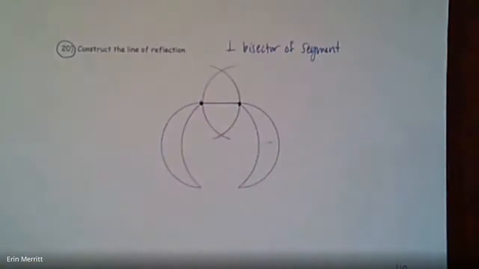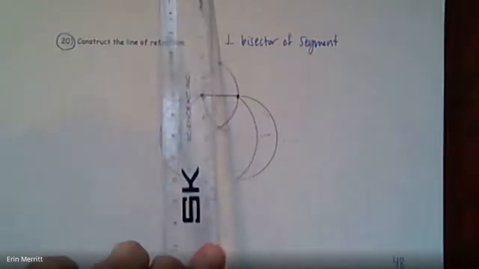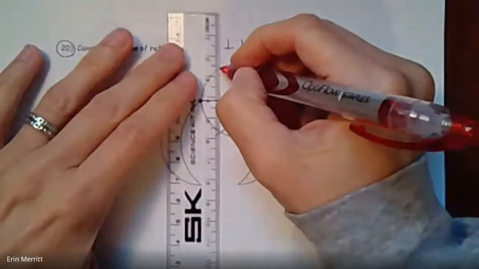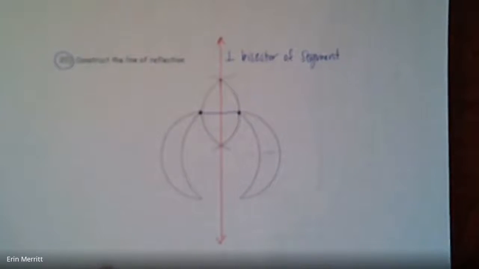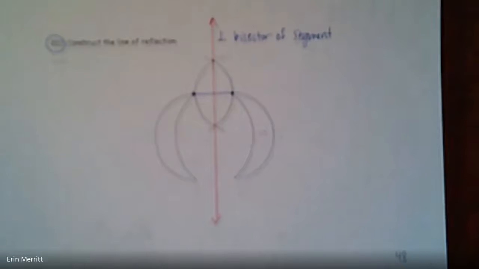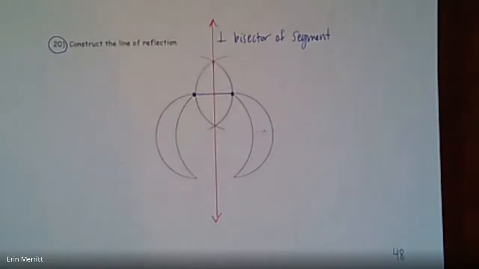All right. Use your straight edge. Connect the dots. And then what you should have created is a line that if you were to fold your paper, ooh, a little blurry there. If we were to fold our paper over that line, everything would match up perfectly.